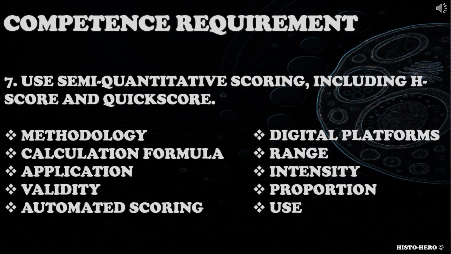The seventh competence requirement is for you to use semi-quantitative scoring, including H-score and quick-score. What is semi-quantitative scoring? What is H-score? What is quick-score? How do you use those in histology? What markers can they be used for? Consider each scoring method, calculation formula, application, validity, automated scoring via digital platforms available like ChewPath, Halo, EndoNet, their range, intensity, proportion, or use.